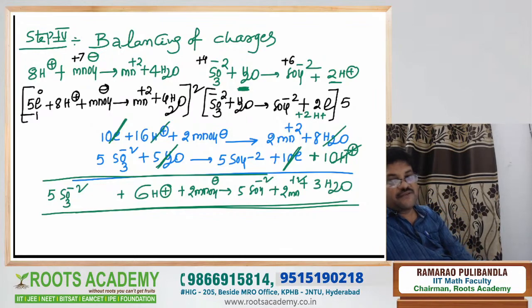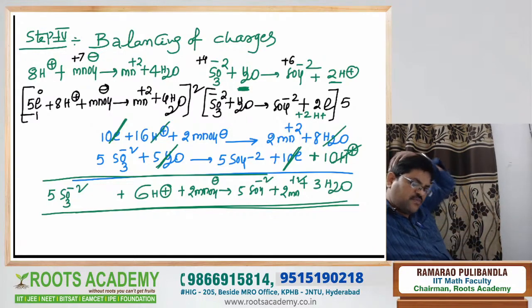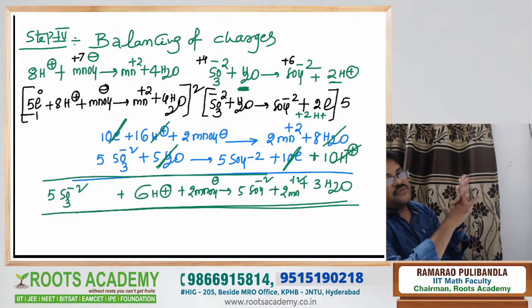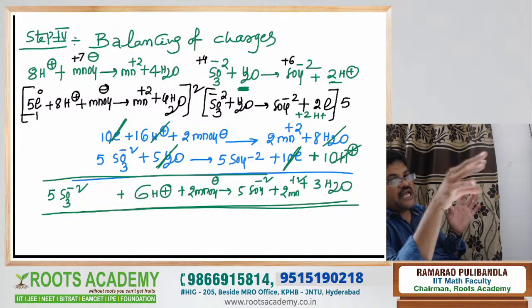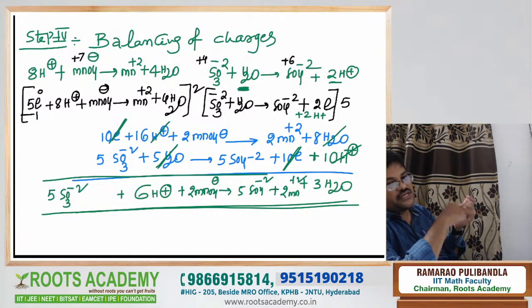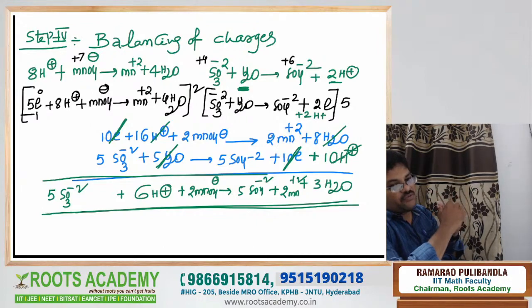Understood what I am saying? Final balanced redox reaction in acidic medium. Simple, no confusion. First step is what? The first step is balancing of heteroatoms except hydrogen and oxygen. First step completed. So what is the second step? Balancing of the oxygen atoms. Where the oxygen atoms are less, on that side add water molecules.